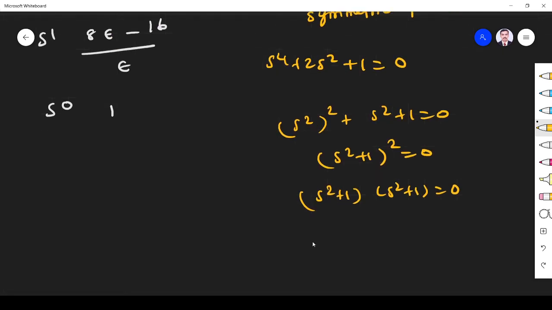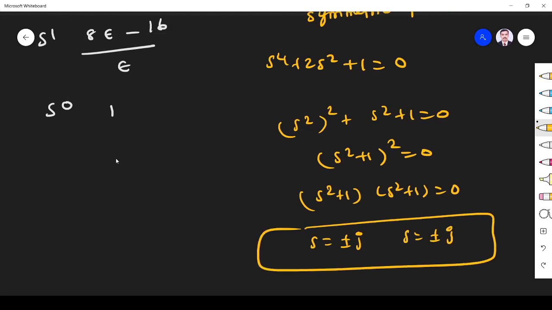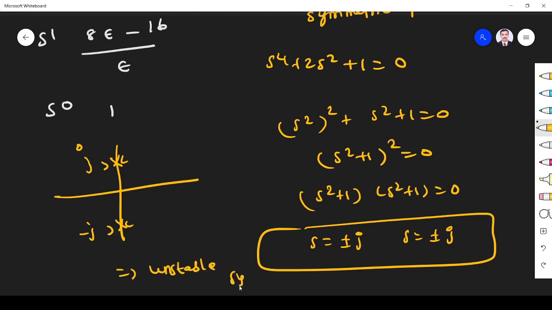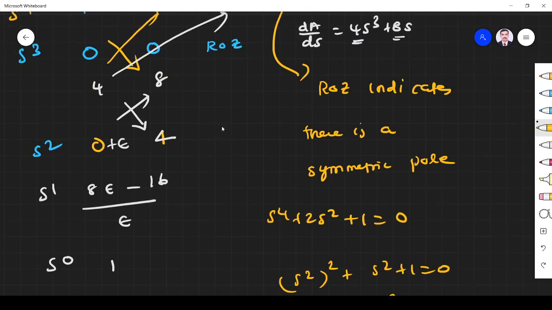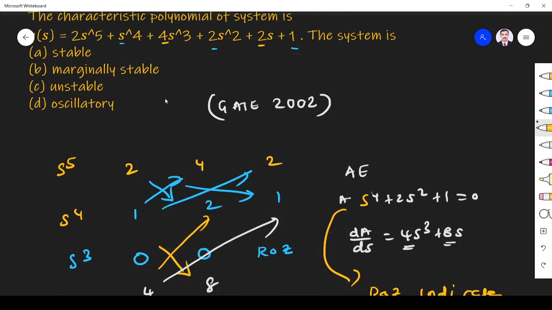So I get s is equal to plus or minus j and s is equal to plus or minus j. That means what? I have repeated poles on the imaginary axis. At plus j, I have 2 poles. At minus j, I have 2 poles. Repeated poles on the imaginary axis indicate it is an unstable system. Right? So the system is unstable. So no need to bother about this. Directly you can write the system is unstable.